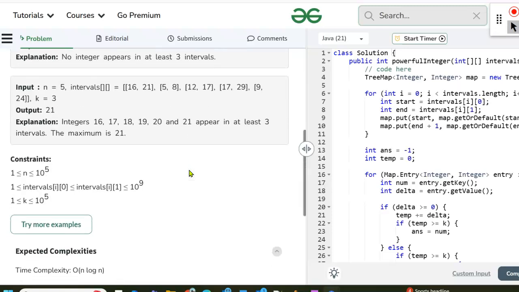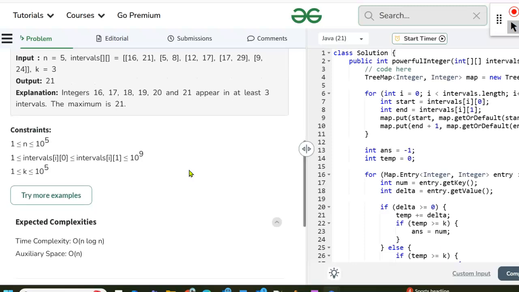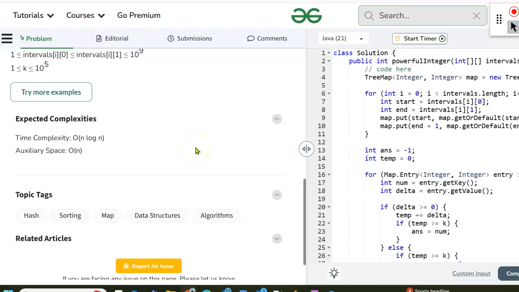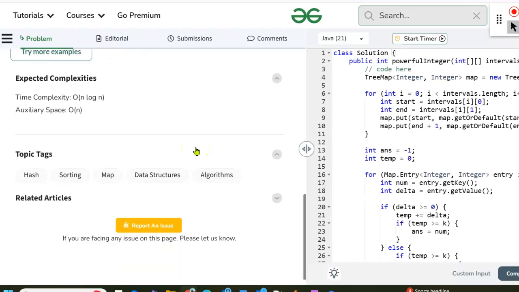All right, constraints. The array of intervals will be between 1 and 10 to the 5th, 100,000 intervals. Wow, you have some big intervals here. They range between 1 and a billion. And k will be between 1 and 100,000. Expected complexity is n log n, so there's some kind of sorting going on here.